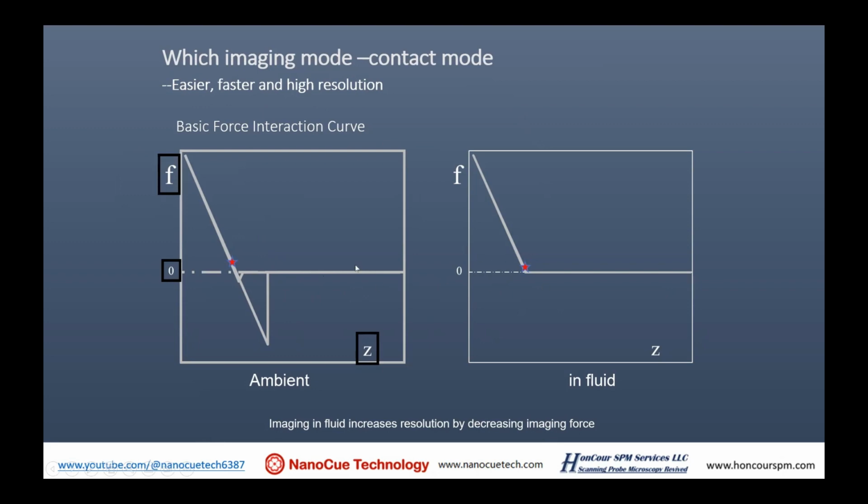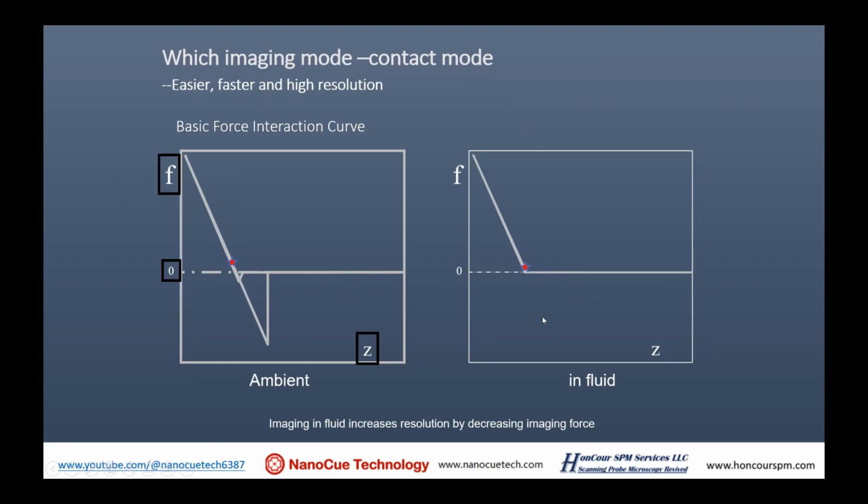That's because in air, there's adhesion force and there's some condensation on the surface of the sample. So when the tip hits the sample, it's always sucked into the sample because of this capillary force. So you have adhesion force. When it's in liquid, the liquid is everywhere, and therefore this adhesion capillary force is no longer in effect, and therefore the adhesion pull-up force is no longer there.